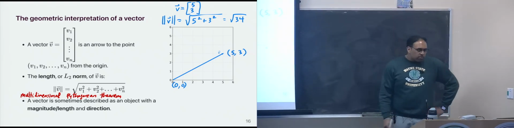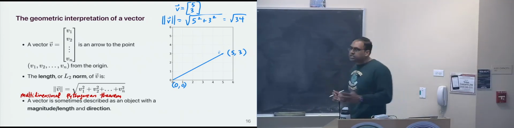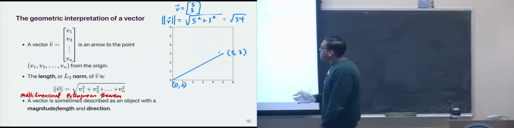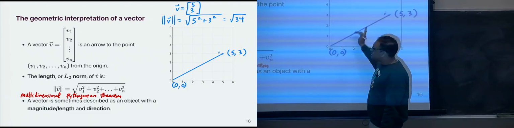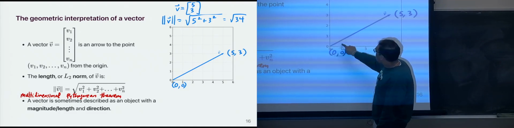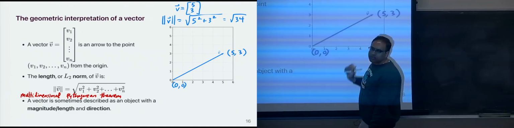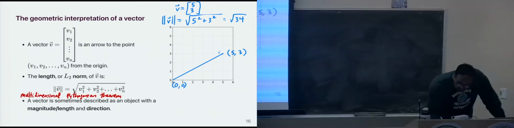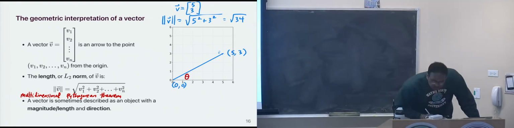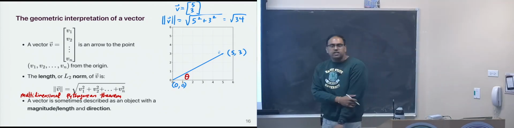Okay, so this helps us put into context what that magnitude and direction thing meant. This vector travels square root of 34 units in some direction. Like whatever this angle is, it's traveling square root of 34 units in that direction. So that's a good question. What is this angle? How would I find it?